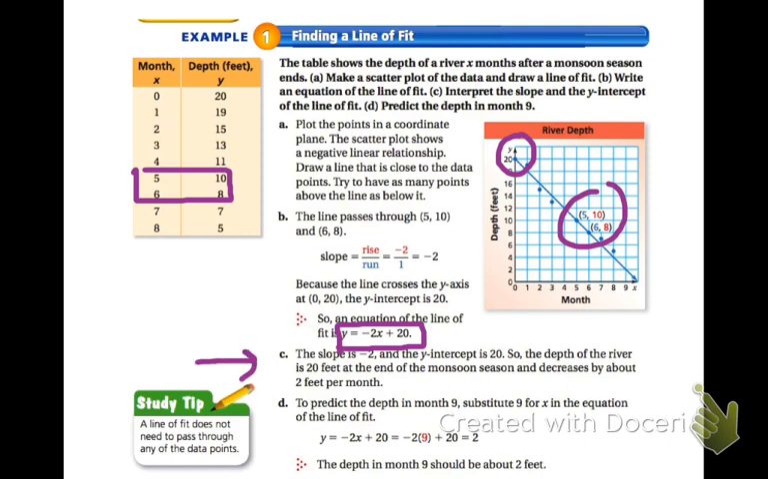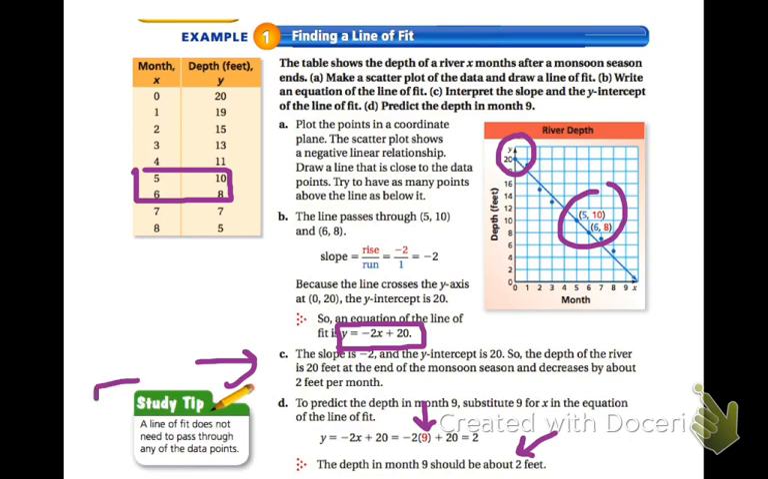To interpret the slope, it is -2 and the y-intercept is 20. So the depth of the river is 20 feet at the end of the monsoon season and decreases about 2 feet per month. So that's what that tells us. To predict the depth in 9 months, we want to substitute in the 9 for x and calculate that in about 9 months we should see it at about 2 feet. Okay, the depth should be 2 feet.